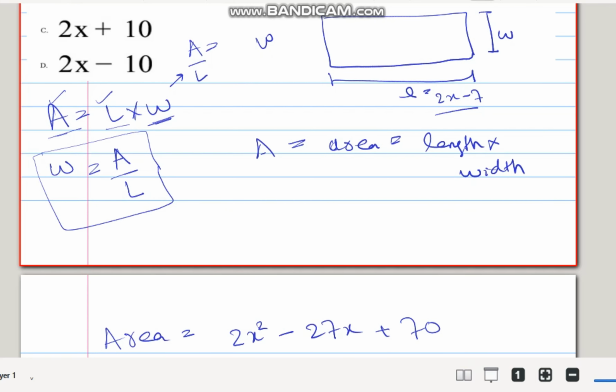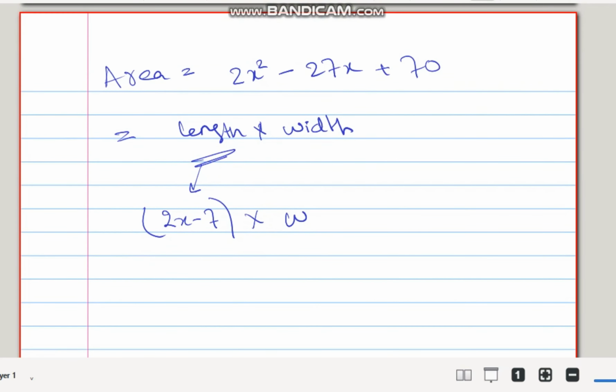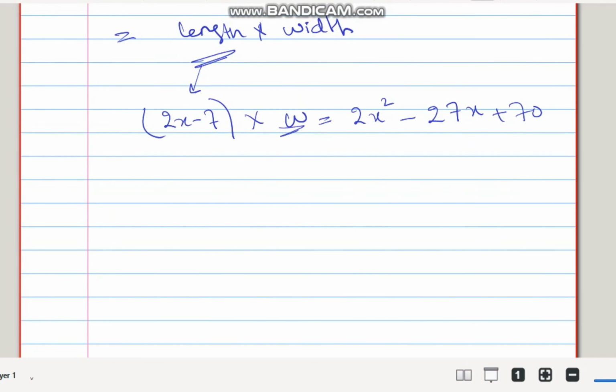So that's why we are saying that W is equal to A over L. Same is the case here. Please, dear students, it's a very important question. We are given the area, and we know the length, and we want to find the W. How can we find the W?